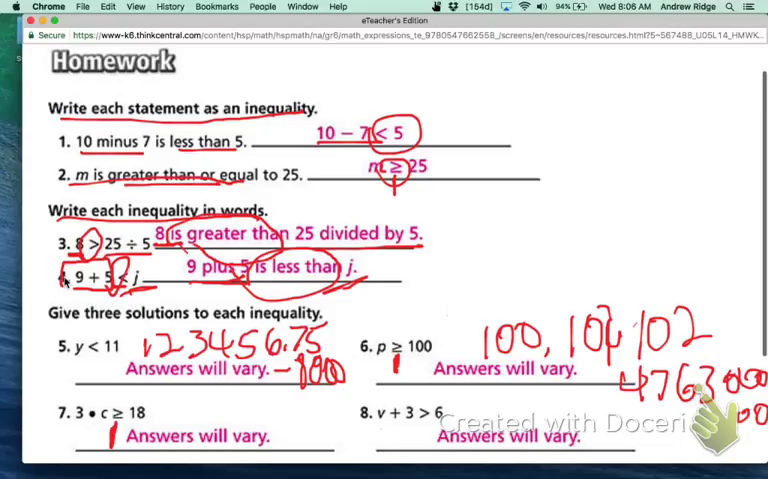V plus 3 is greater than 6. So anything 4 or greater, right? Technically, anything 3.1 or greater will give you an answer greater than 6.